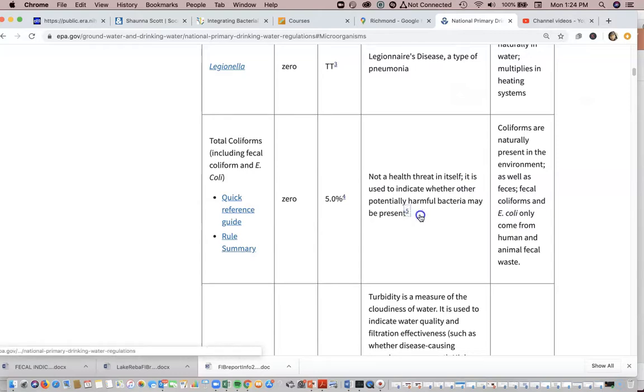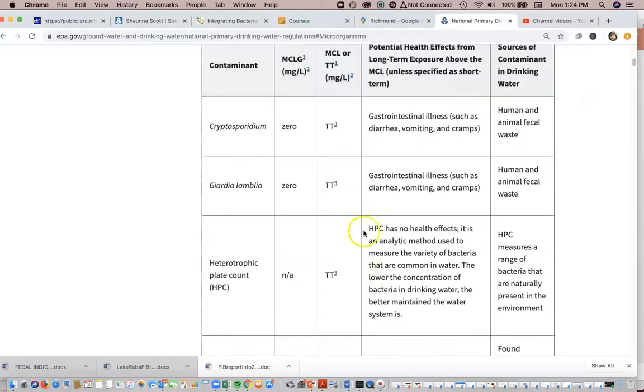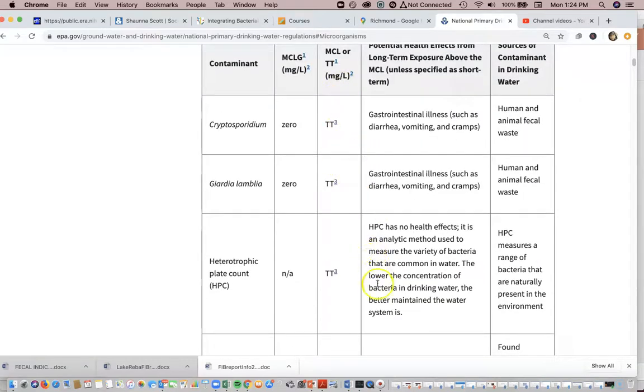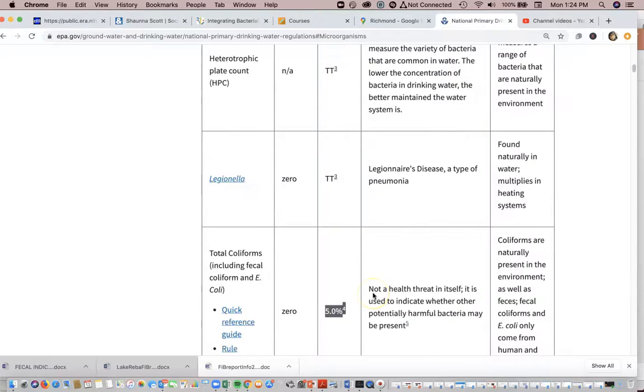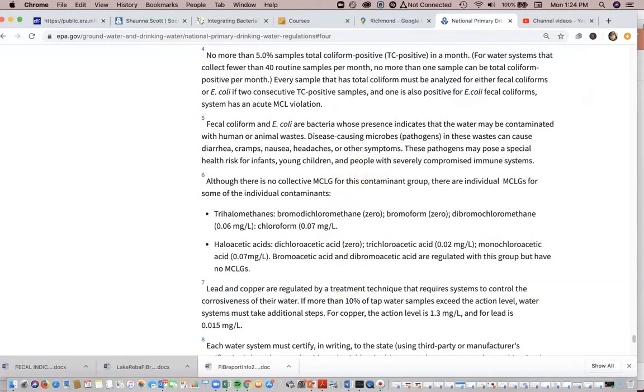It tells us what the standard is. The goal is 0, none. But the standard is 5%. 5% is the MCL or treatment technique. What does 5% mean? And then you have to click on the footnote. So click on the 4. Here's what it says. No more than 5% of the samples can be total coliform positive in a month.